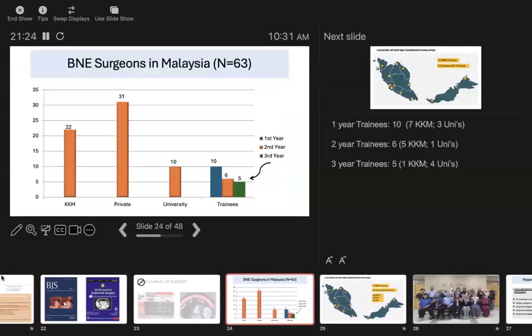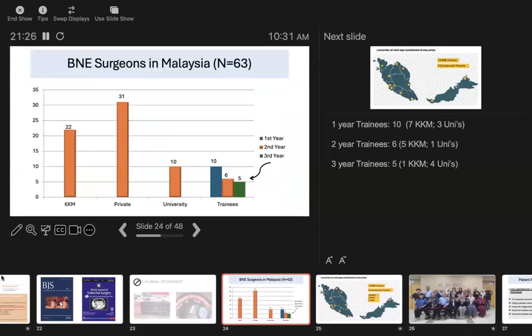Okay, what do we have now? We have altogether 53 endocrine surgeons in Malaysia, including universities. 22 are in KKM and 31 are in the universities. In the universities, we have 10.